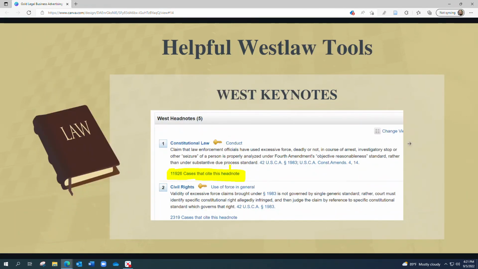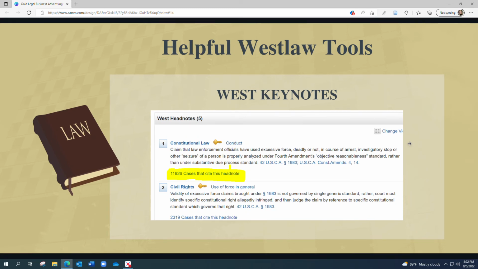You will see within the West headnotes, West topic and key numbers. Each headnote is classified under one or more legal topics or key numbers. This is Westlaw's indexing system and can help you find other cases that deal with the same legal issues as in your case. In this example, Headnote 1 involves a constitutional law issue dealing with law enforcement officers' use of excessive force. As you can see here, there are 11,926 additional cases that also dealt with this same constitutional law issue.